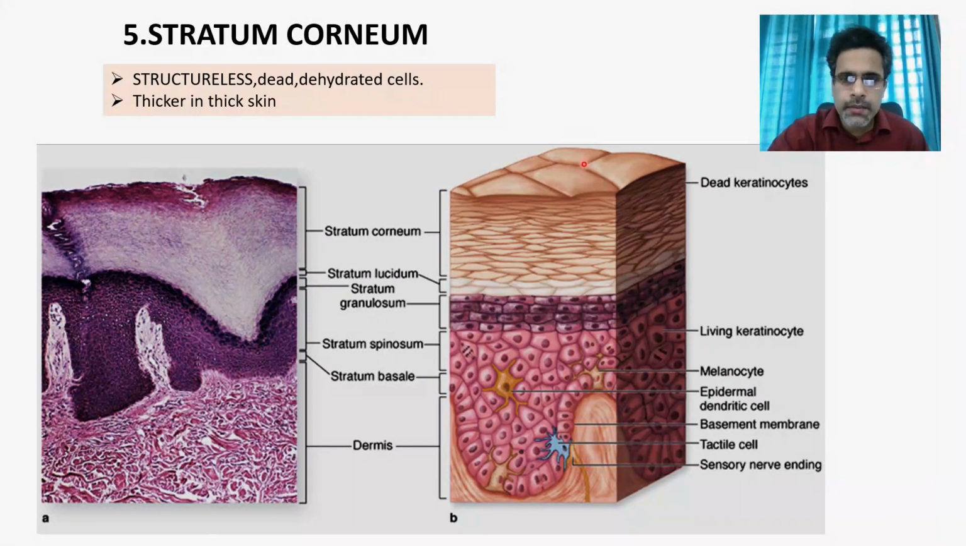Next is stratum corneum. Stratum corneum is the superficial most layer, and remember, it is made up of cells which are dead and dehydrated. The entire cytoplasm will be filled again with keratin. This stratum corneum will be frequently shedding off, and the new layer will be coming from the deeper aspect to become stratum corneum. It will be much thicker in thick skin, like in the sole and the palm, and very thin in thin skin in the rest of the body parts. That is about stratum corneum.